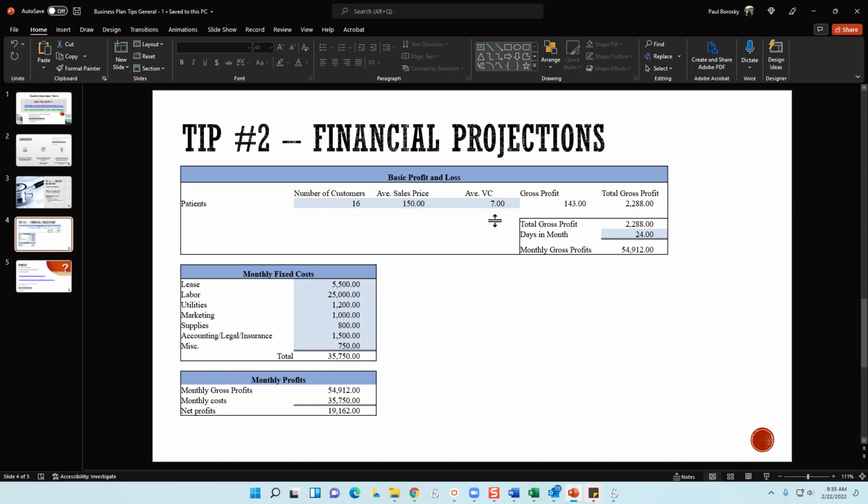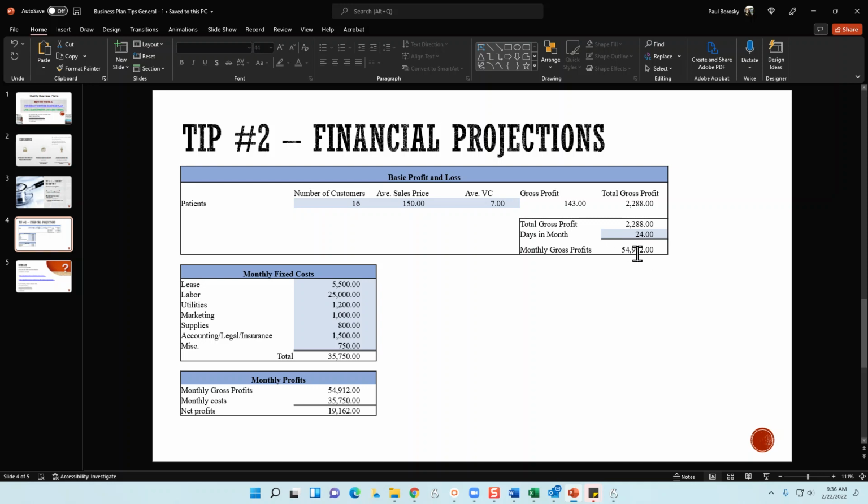In order to get your gross profits, deduct that 7 from the 150, which gives us $143. And in order to get our total gross profits, we're going to multiply $143 by 16, which is the number of patients we're estimating to be serviced on a daily basis. Total gross profits for the organization per day: $2,288. We're going to then multiply that by the number of days that the physician office will be open in a month. We're going to estimate 24. That gives us monthly gross profits of $54,912.